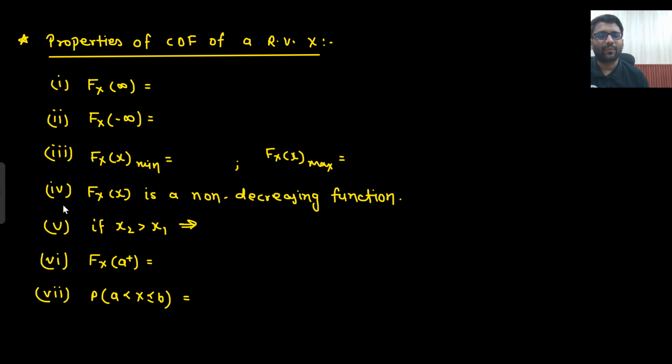You need to see the properties of CDF. So if I ask you F_X(infinity), what is the meaning? Probability of random variable X taking values less than or equal to infinity. What will be the answer of this? 1. Because X will not take a value greater than infinity. Every value is less than infinity only. So probability will be 1.